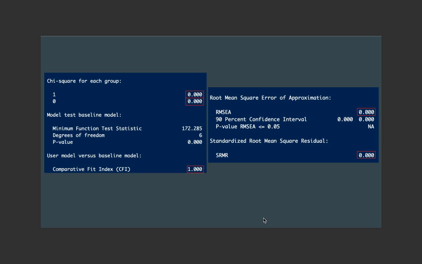So the CFI is a fit index that measures how well your model fits the data. And generally, a good CFI ranges between 0.9 and 1. So since our CFI is 1, we can conclude that our model strongly fits the data. The standardized root mean residual, or SRMR, is an absolute measure of fit and is defined as the standardized difference between the observed correlation and the predicted correlation. Generally, a value below 0.08 is considered a good fit here. So I would conclude that we have a good fit for our model here based on the SRMR.